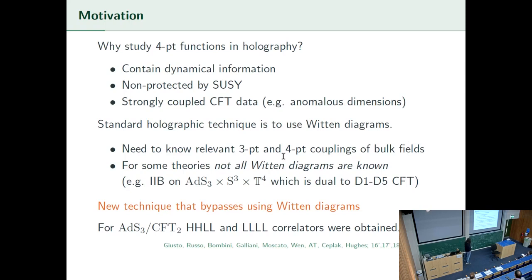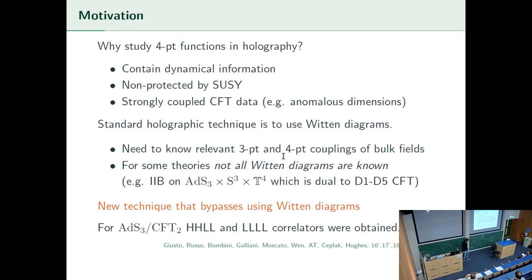And such a new method was originally invented in the context of AdS3/CFT2 holography, and it was used to compute the whole range of correlators, which involve both heavy-light correlators and all-light. And here is the list of people who were actively involved in developing this method over the years.